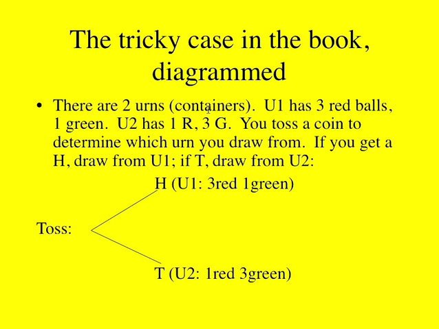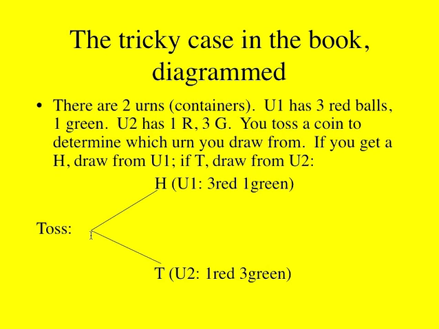Okay, so this is what's called a canonical problem, meaning it's a standardized problem that helps illustrate a whole series of other types of problems. So there are two containers, two urns. U1, urn 1, has 3 red balls and 1 green. Urn 2 has the opposite proportion, 1 red and 3 green. The idea here is you then toss a coin to determine which you draw from. If you get a heads, H, you draw from urn 1. That's the rule. If you get a tails, you draw from U2. This is the way the problem's set up.